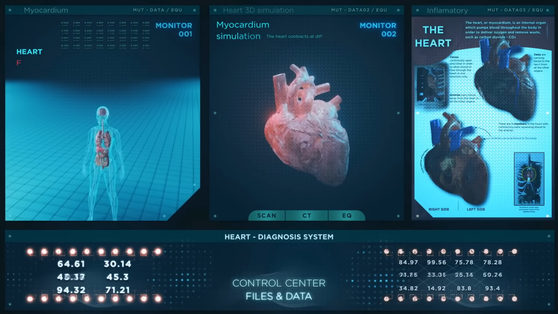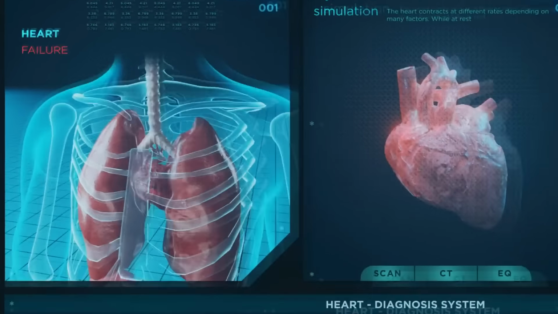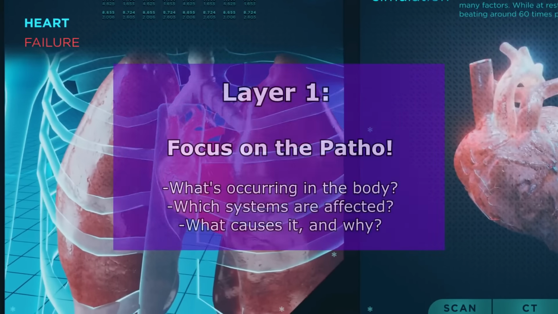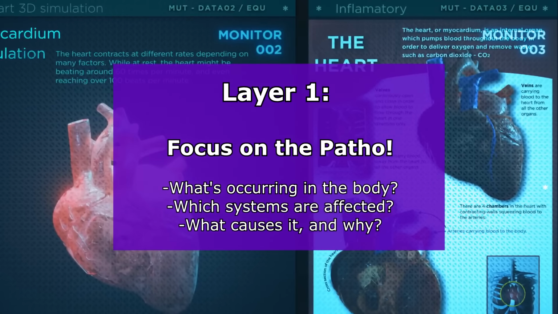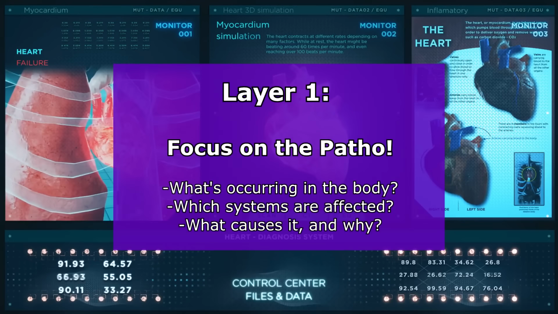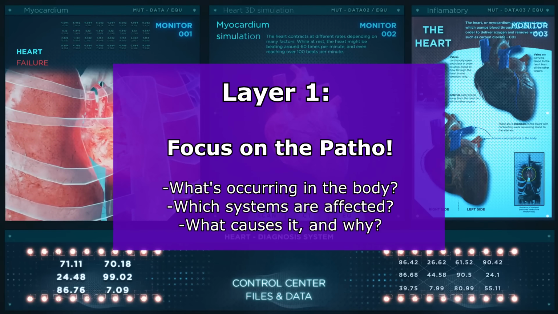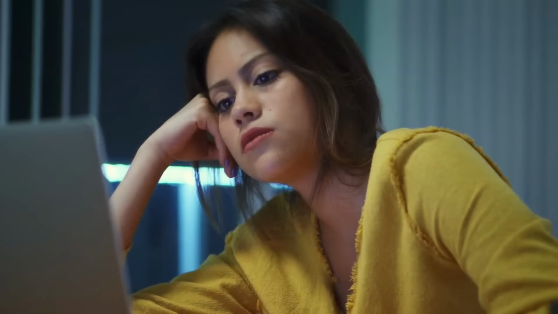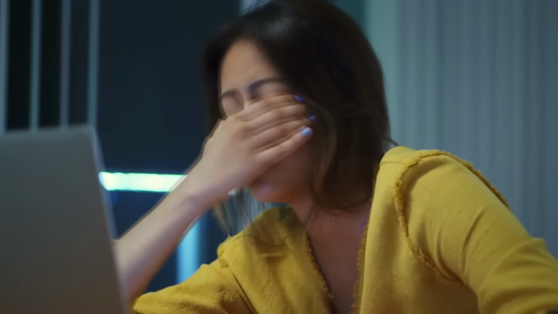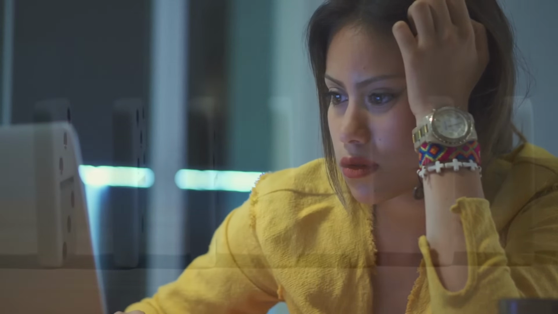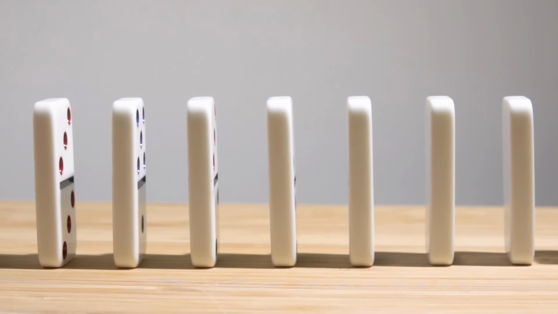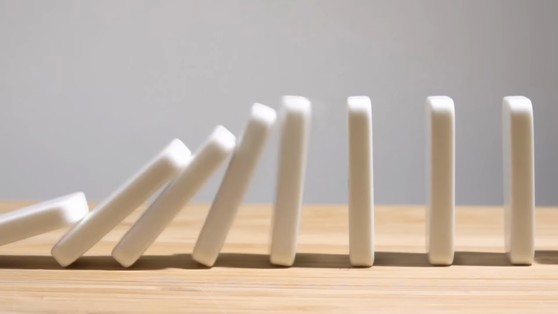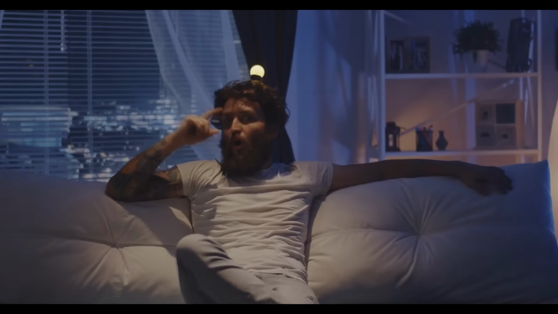So let me illustrate this for you. Let's say you're studying heart failure. The first layer you want to peel back first is the pathophysiology. This is going to tell you what's occurring in the body, which systems are affected, what causes it, and why it causes it. This layer is going to be the toughest for you. It's going to take the most time of your learning, but it's a huge investment, because once you figure out what's actually going on with the patient, it's going to have that domino effect, and it's just going to allow those other layers to peel right off, and it's just going to make so much sense.